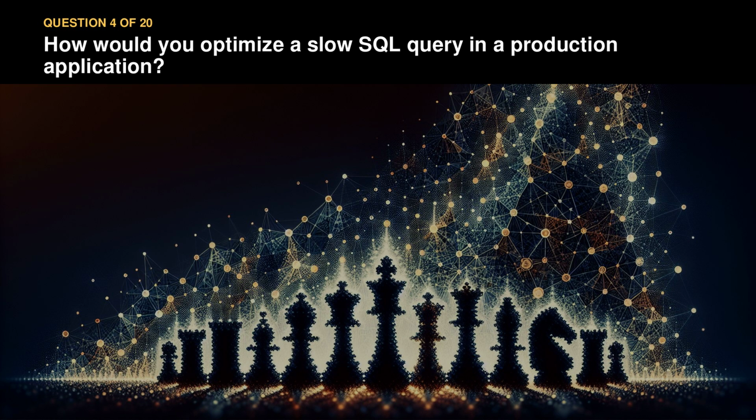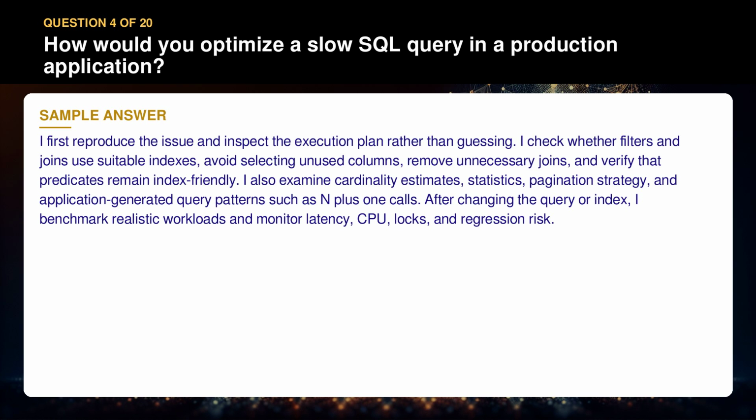Question 4. How would you optimize a slow SQL query in a production application? I first reproduce the issue and inspect the execution plan rather than guessing. I check whether filters and joins use suitable indexes, avoid selecting unused columns, remove unnecessary joins, and verify that predicates remain index-friendly. I also examine cardinality estimates, statistics, pagination strategy, and application-generated query patterns such as n+1 calls.